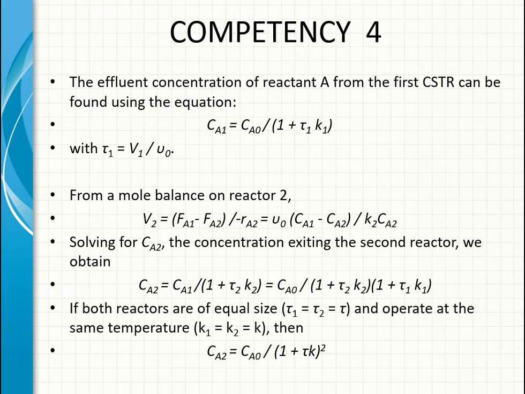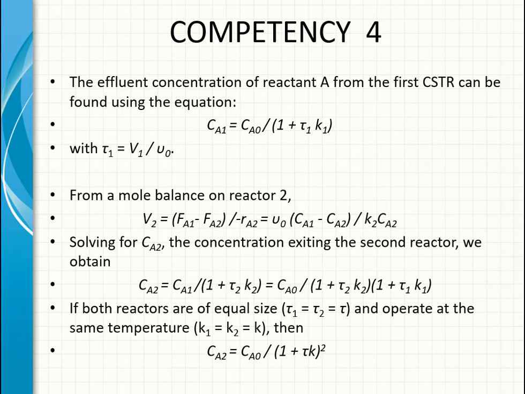From a mole balance on the reactor 2, the volume 2 of the reactor 2 is going to be FA1 minus FA2 divided by minus rA evaluated at 2, which is equal to v0 times CA1 minus CA2 divided by k2, the rate constant k2, at CA2.